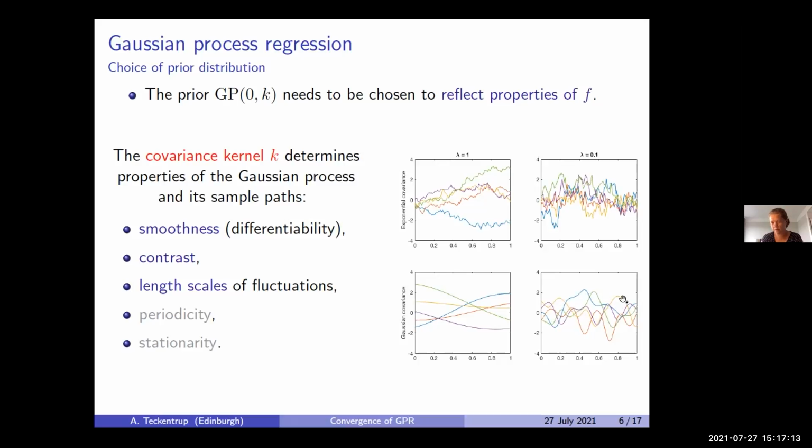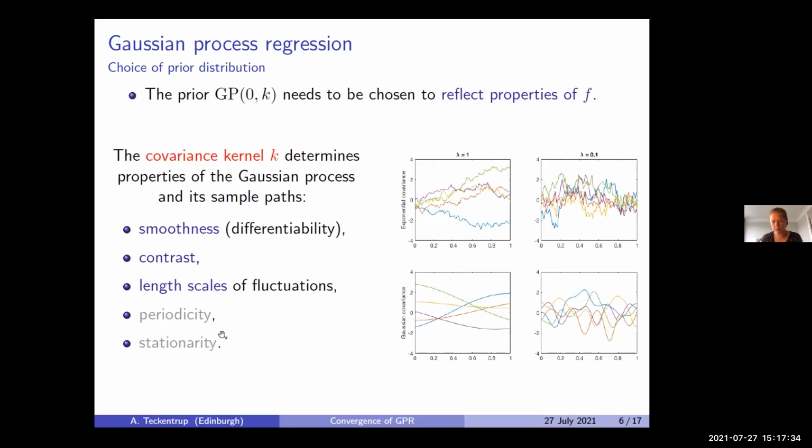So you can see that this right plot here is much more oscillatory and varies on much shorter length scales than the one to the left here. Yeah. So these are properties of the smoothness, contrast, and the length scales. These are typically all hyperparameters that appear in the covariance kernel and that you then have to choose.